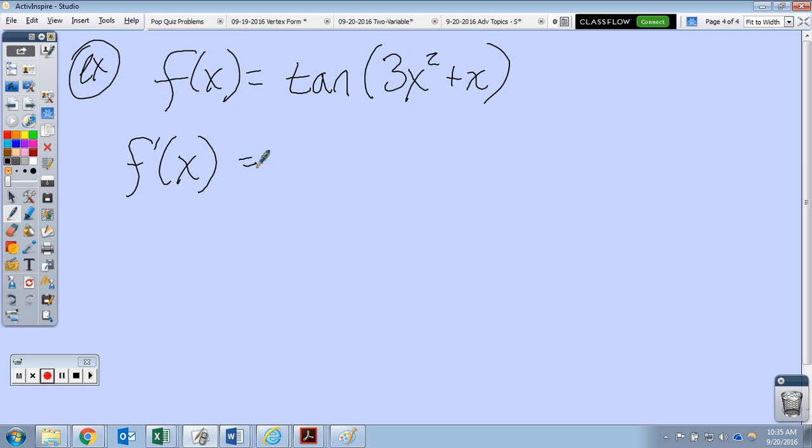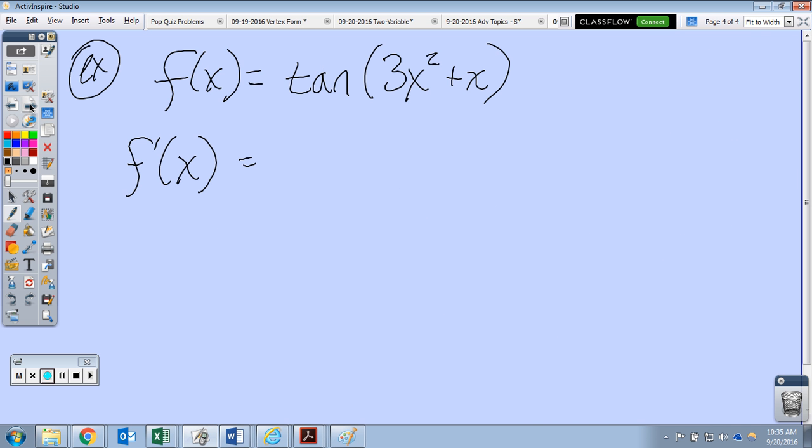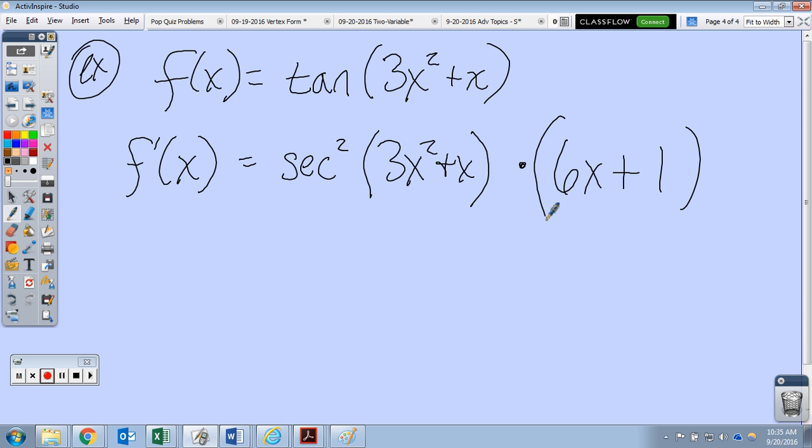So again, chain rule. The big picture, the derivative of tan is secant squared. Okay. So the derivative of this is going to be secant squared of this times the derivative of the inside, which is 6x plus 1. Now why wouldn't we just distribute the tangent and then find the derivative of the... You cannot do that.